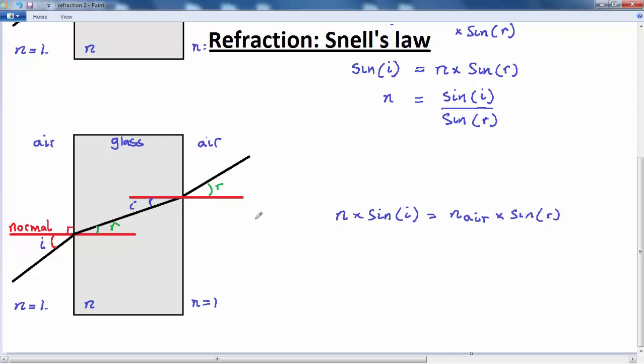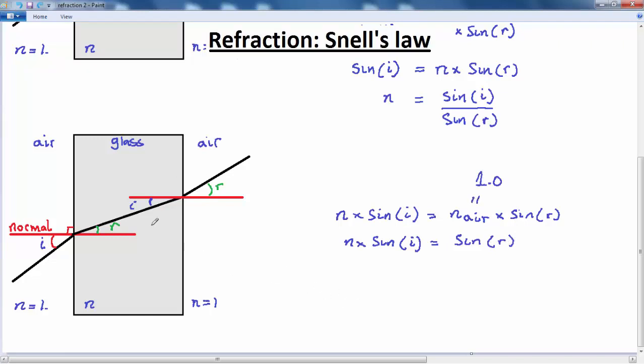Now we've written it this way round because now the refracted ray is in air and the incident ray is in the glass. Then again, as before, we remember that the refractive index of air is 1, so we can rewrite this expression as n times the sine of the angle of incidence is equal to 1 multiplied by the sine of the angle of refraction, or simply as sine r. Okay, remember that this is equal to 1.